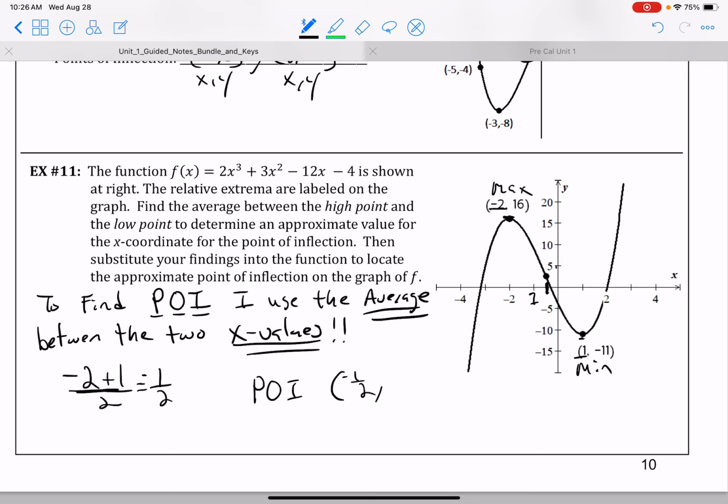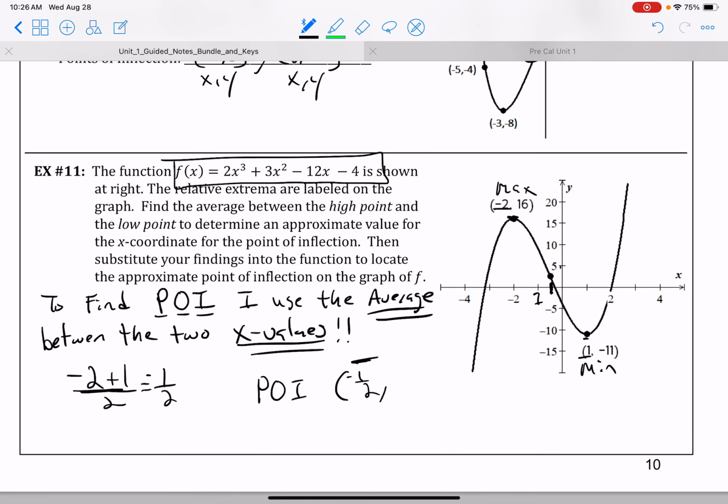Well, how do I do that? If I know what the equation is, go back here. I know what the equation is. I just plug in my x value, and I can figure out the y value. So I'm going to plug negative 1/2 into that big old ugly equation.